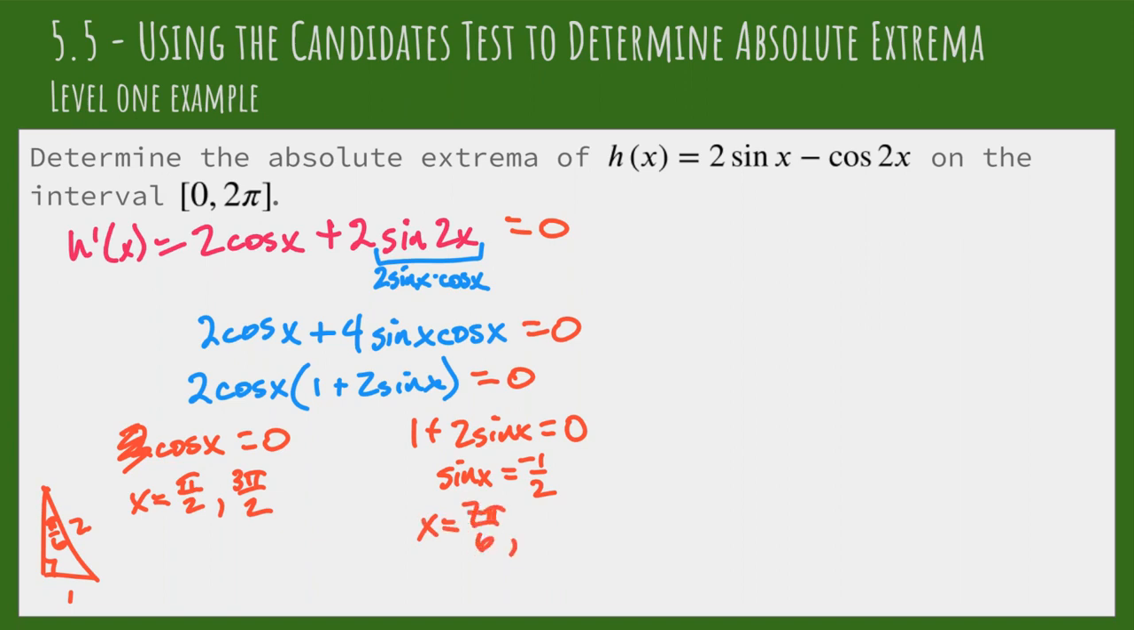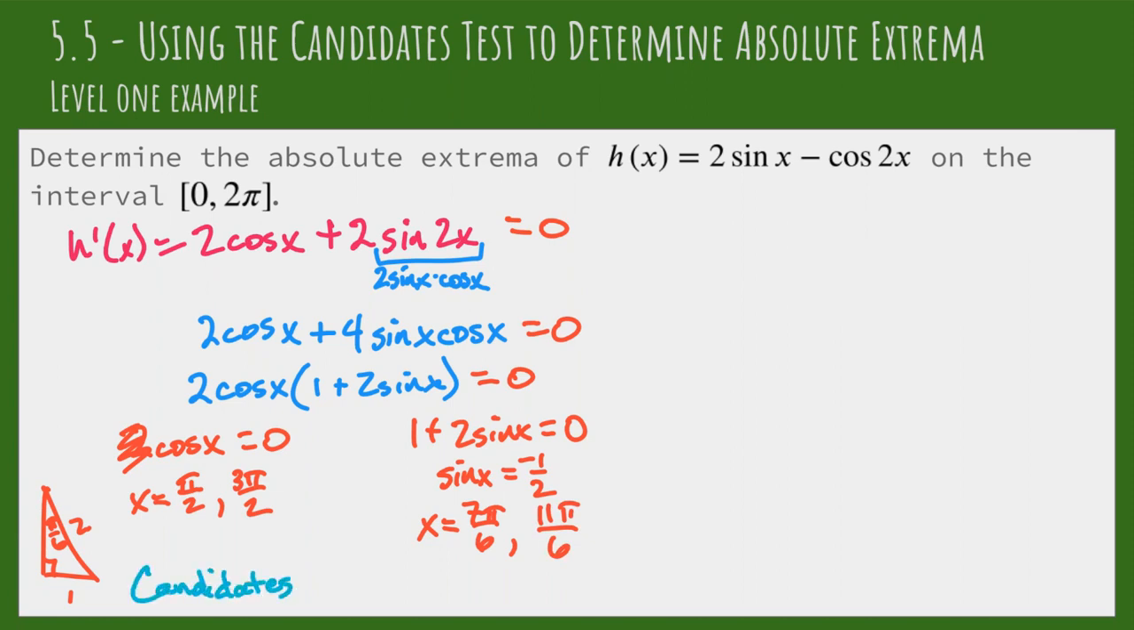And in the fourth quadrant, it's going to be 2 pi minus pi over 6, which is 11 pi over 6. So we have 4 critical values on the interior of the interval. And then we also have our endpoints that we need to consider. So we have candidates. We actually have 6 different candidates here. This is going to be fun.